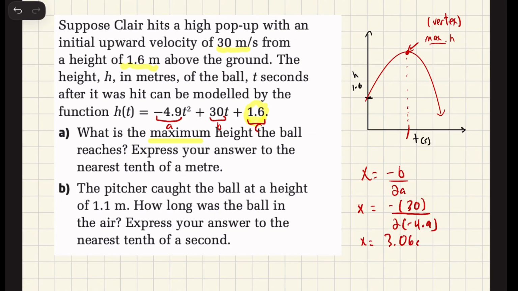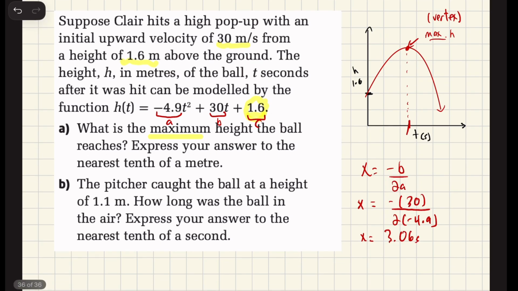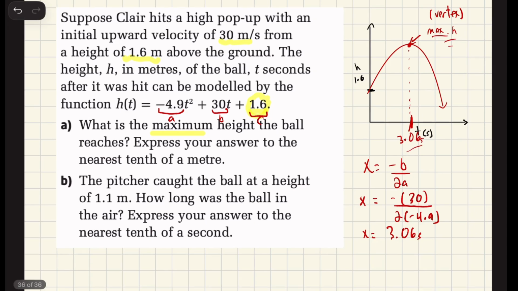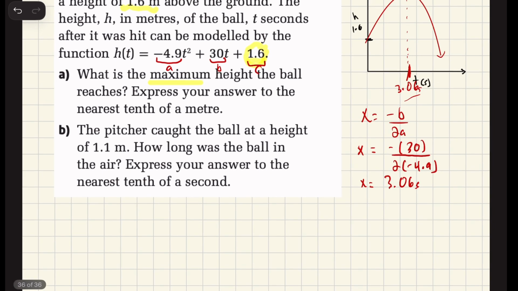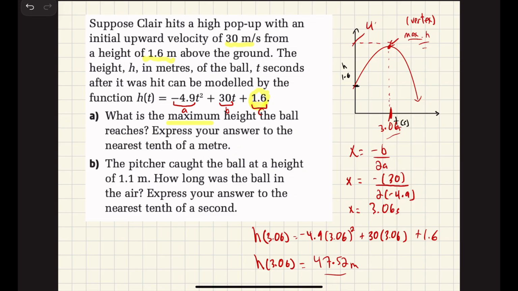And that gives us about 3.06 seconds for when it reaches that max height. So now what we're going to do is, by plugging in that x value here, which we said was 3.06 seconds, we can find out what that height is. And we can just take the original function, so h at 3.06, and wherever there's a t, we're just going to plug that value in. And this ends up being about 47.52 meters. So that's that part over here. And that would be the max height that this reaches.